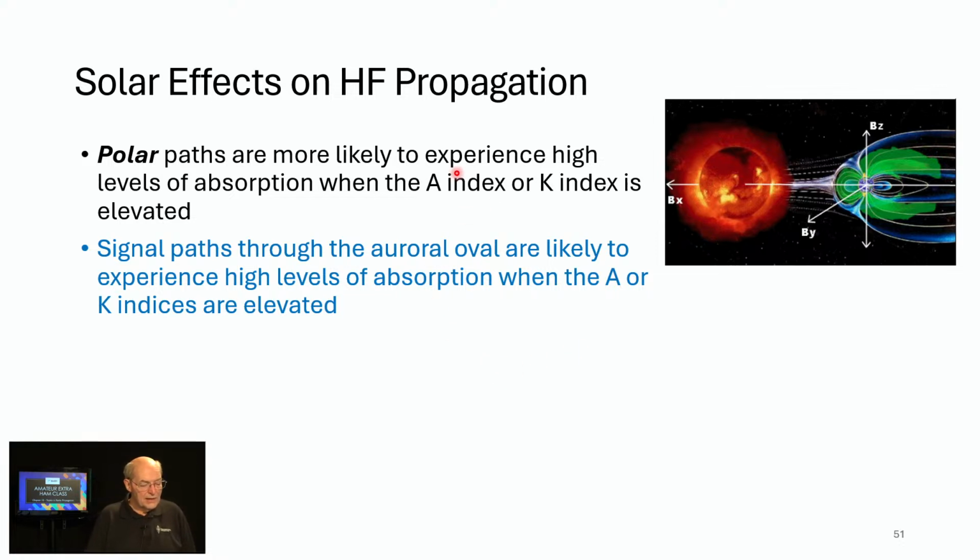Now here, I put these both in because the way they wrote the pool question this time is a little bit more confusing than this explanation. Signal paths through what they call the auroral oval, that means over the pole, are likely to experience high levels of absorption when the A or K indices are elevated. Same thing said two different ways, just you need to know that the auroral oval happens to be the North or South Pole.